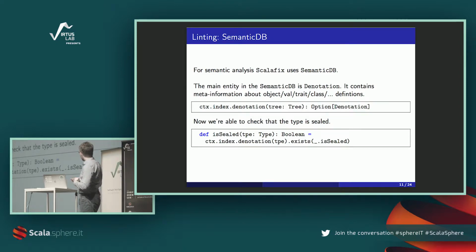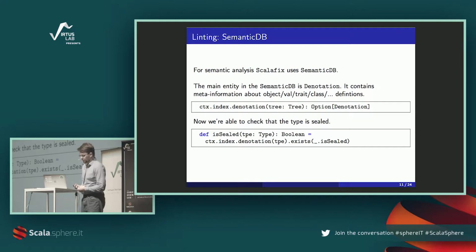Why do I use denotation in my presentation? Because all the current code in the Scalafix repo uses only denotations. It's a process to migrate to a new version in Scalameta, but now it's only denotations. And denotations contain meta information about object, val, trait, class, definitions. Well, a lot of info.